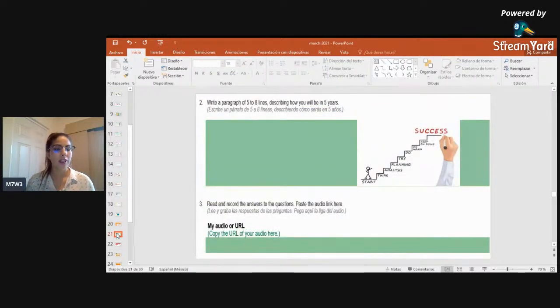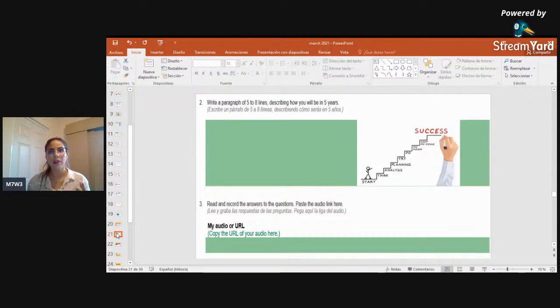After this chart, después de esta tabla, ustedes van a, you're going to write a paragraph from 5 to 8 lines describing how you will be in 5 years. Ahora, ustedes van a escribir qué harán o cómo estarán, quiénes serán en 5 años. Obviamente, pues aquí vamos a utilizar el will.